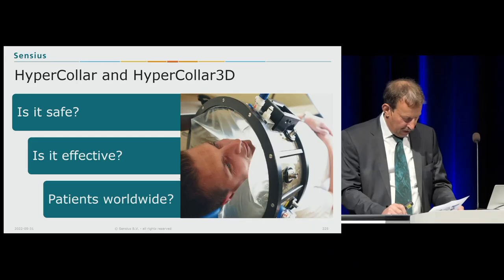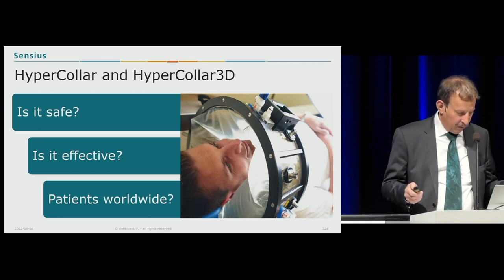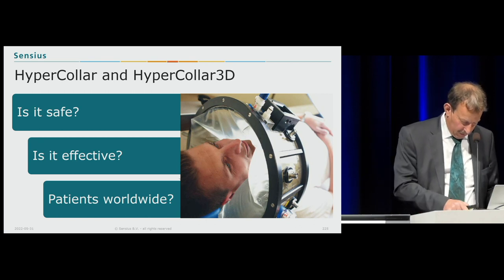Martin aspired to build a device that was safe, effective, and could benefit patients worldwide. And he also dared to go into the system himself. And what it is about, he will explain himself by the movie. Now let's see whether this goes correctly.